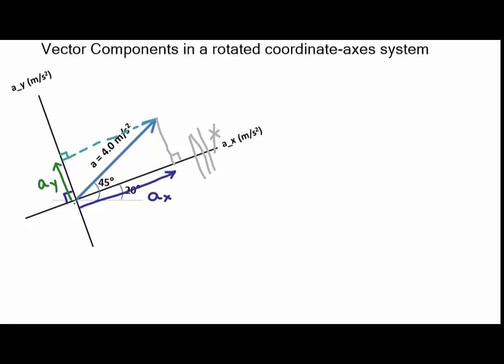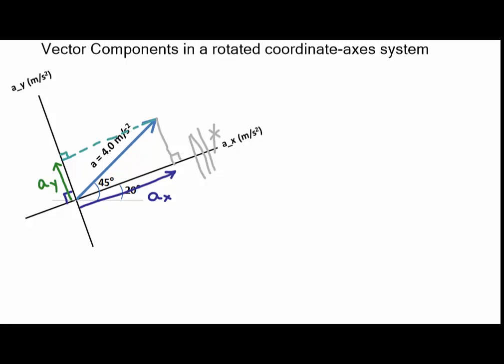I have a right triangle here, x component over here, y component over here. This component, remember, is the same as this component. This is just a rectangle with the opposite sides being equal to each other. And I know the hypotenuse. It's 4 meters per second squared. All I need is an angle in this triangle.